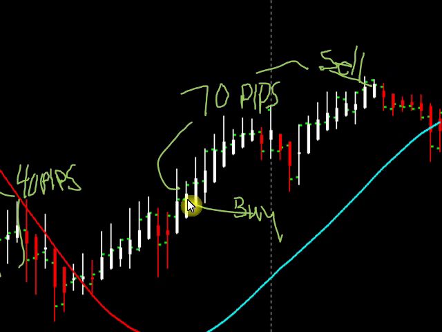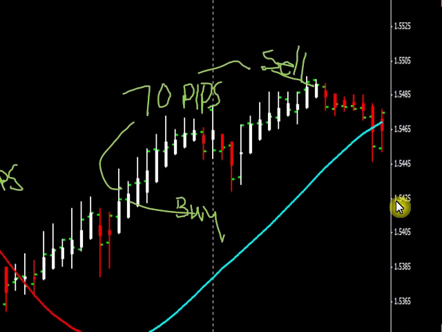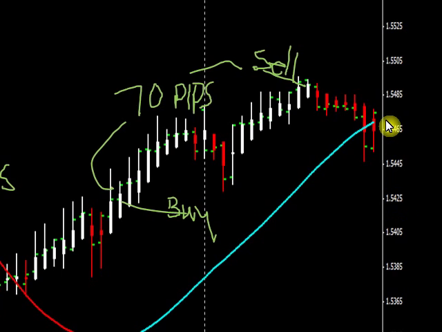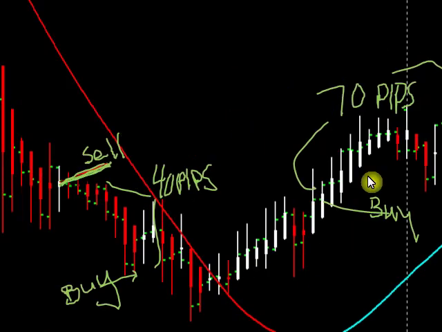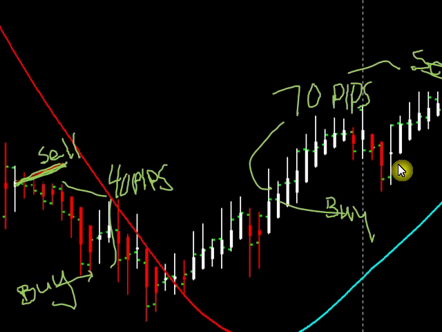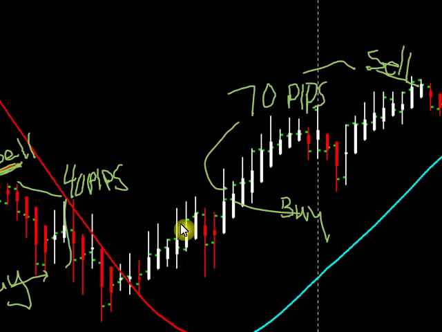So this buy was down in the 54.25 area, and I got out at the 54.95 area, giving us about 70 pips.